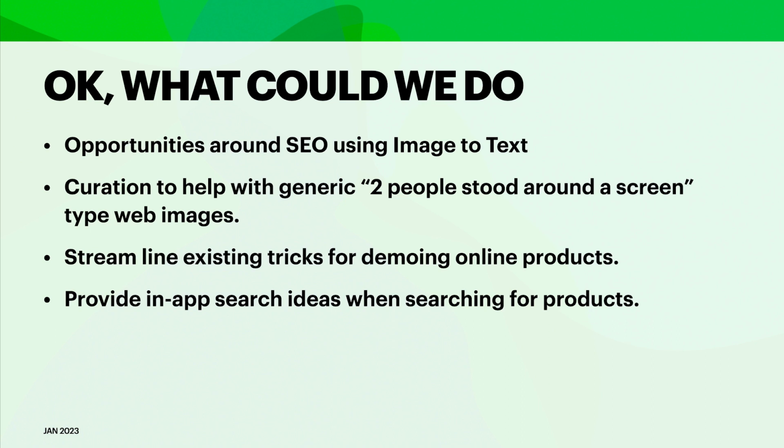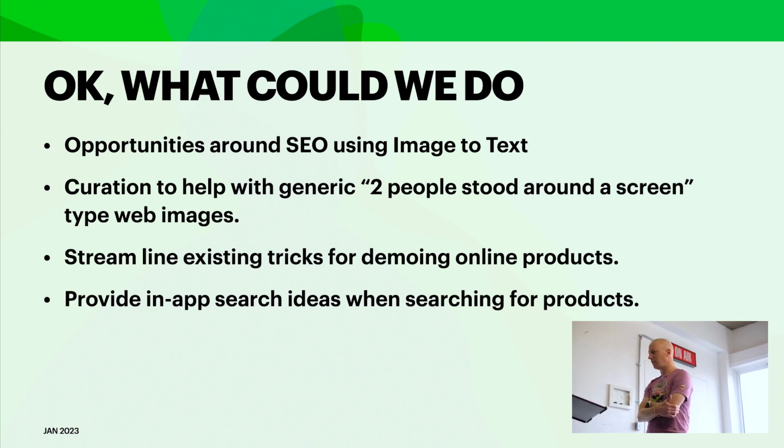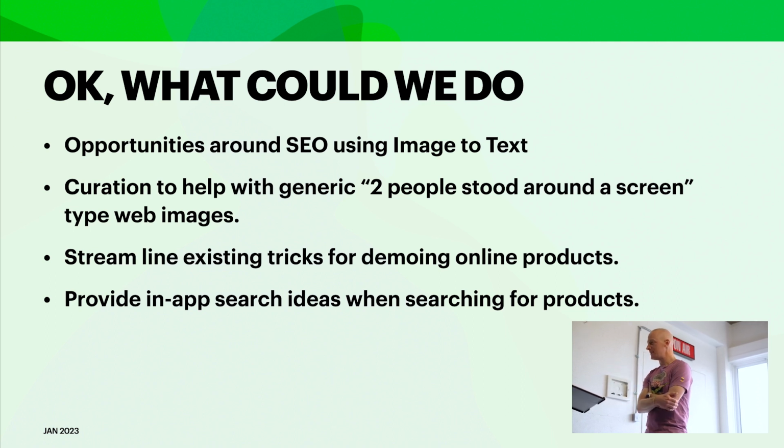Okay, let's move on. Let's quickly go through what we could do with this, because I've showed you all these different technologies. I've got a few off-the-top-of-my-head ideas, but I'm sure we could all come up with far better ones. The obvious one is opportunities around SEO, this image-to-text thing. It feels like it would be an easy win, automatically generating content that we could easily auto-generate, because actually it's just describing an image, for example.